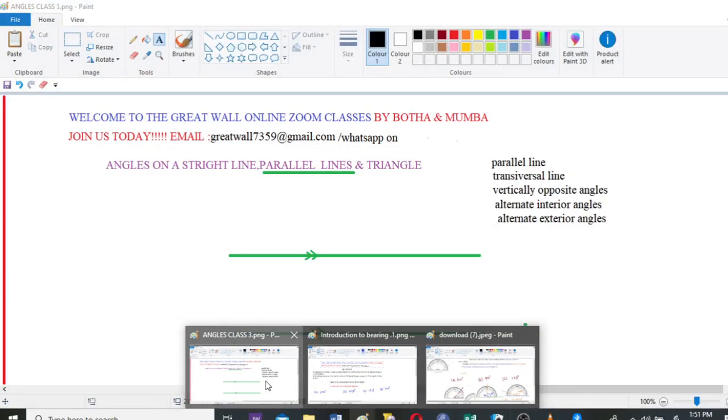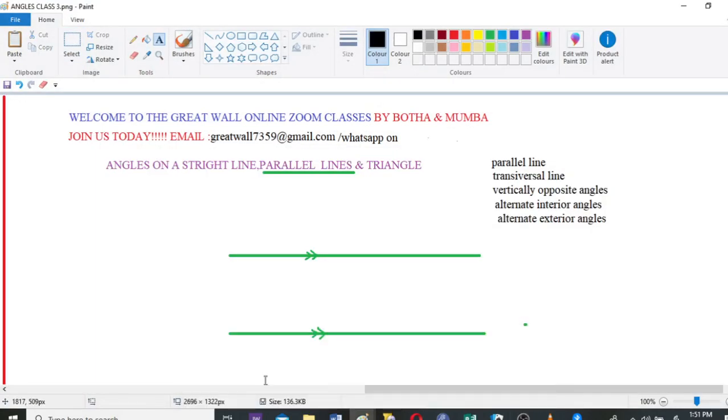Welcome back. We proceed looking at angles on some parallel lines. As you can see here, we have two parallel lines.